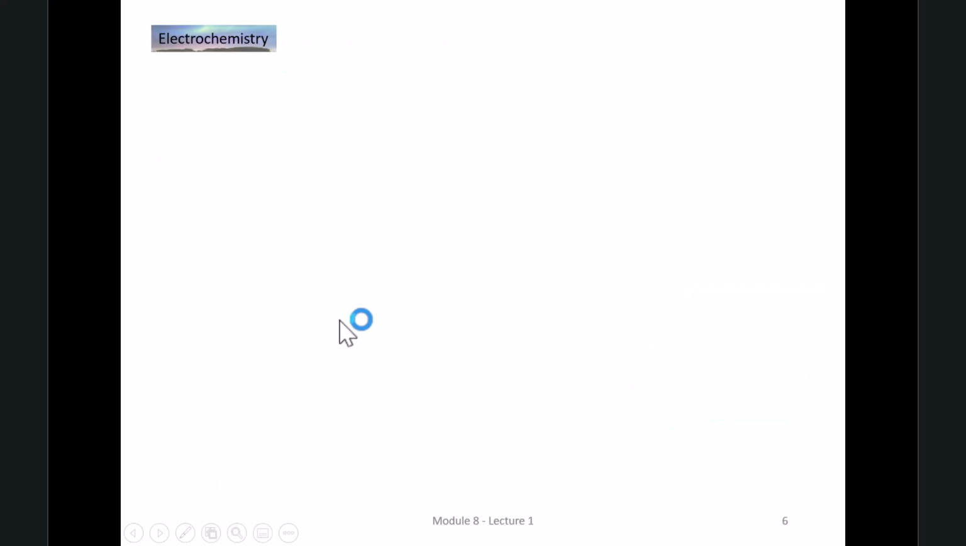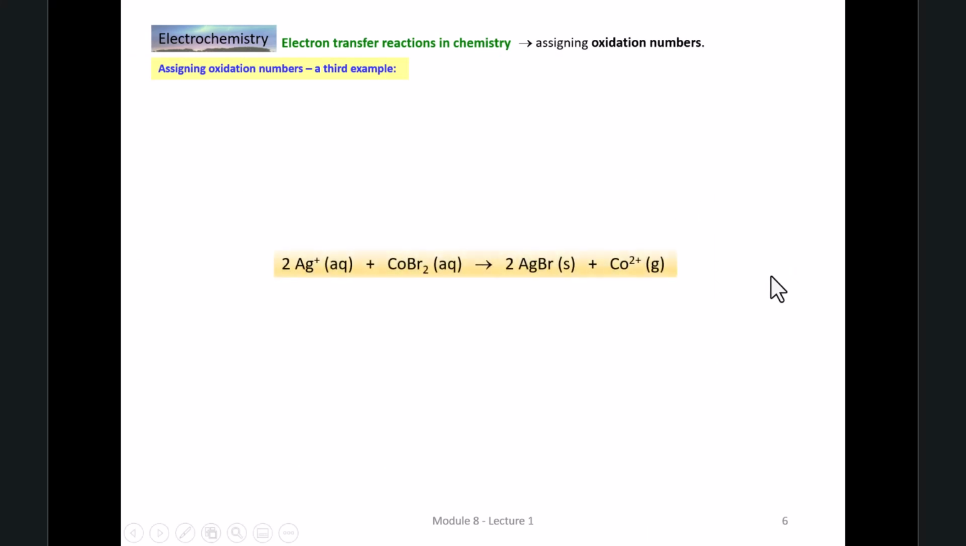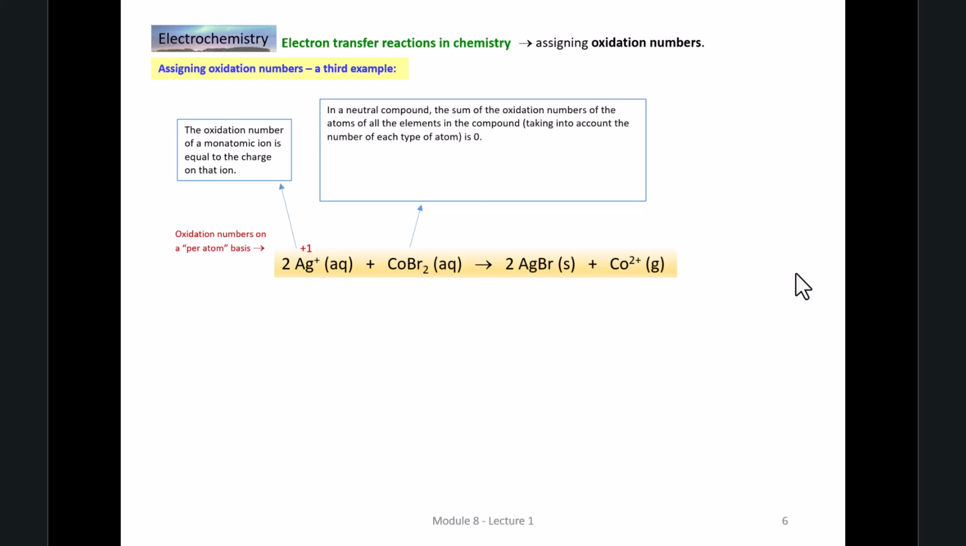Let's do another example. How about this reaction? 2 silver ions being introduced into a solution of cobalt bromide to produce silver bromide precipitate plus cobalt 2 ions. Let's assign oxidation numbers. Well, silver ion would be +1. In cobalt bromide, remember all the oxidation numbers have to add up to 0. Cobalt 2 plus and 2 bromide ions are what make this up.